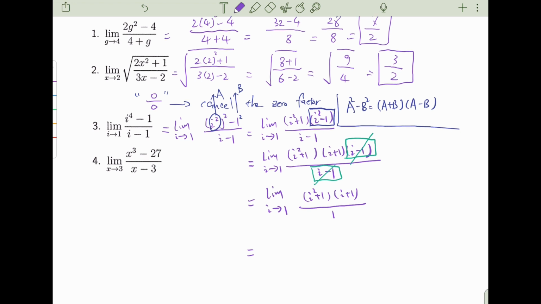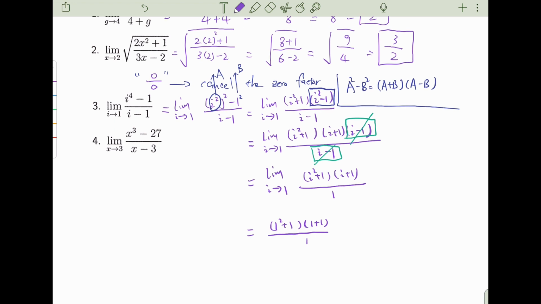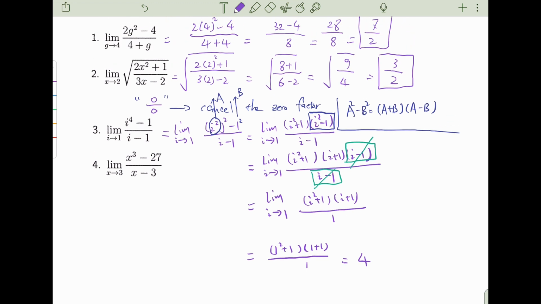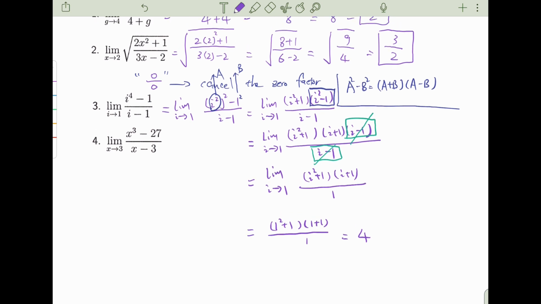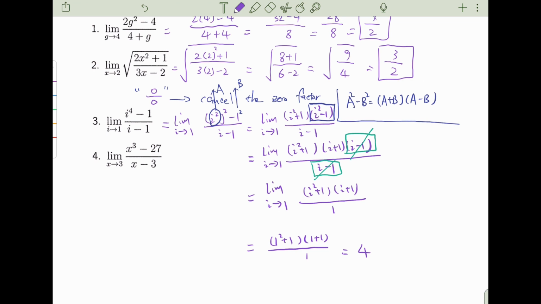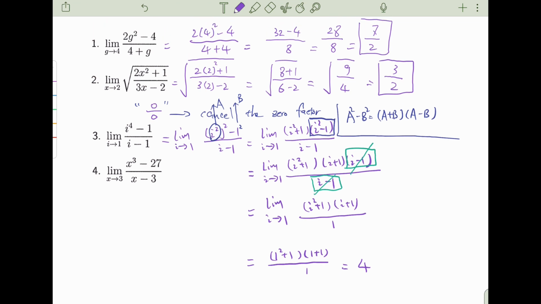So I will have 1 squared plus 1 times 1 plus 1 divided by 1. And the answer is, what is the answer? It's 4, right? So you see that this is a little bit more complicated than the previous 2 questions, but it's not that much more complicated. Okay, so that is the second type of questions, factorization.